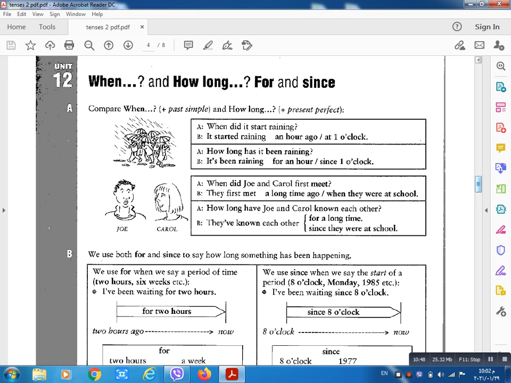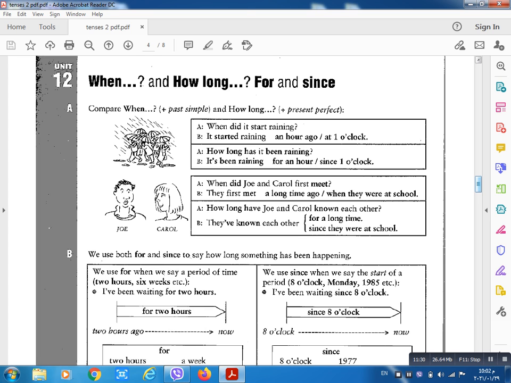So when is a WH question item that I use to make a question about the past simple. How long is a WH question item I use to make a question about the present perfect. Look at the example. When did it start raining? When did it start raining? Look, did it, past simple. Look at the WH question item I have used. What is it? It is when. It started raining an hour ago, at 1 o'clock, etc.